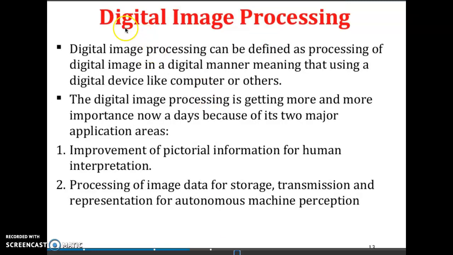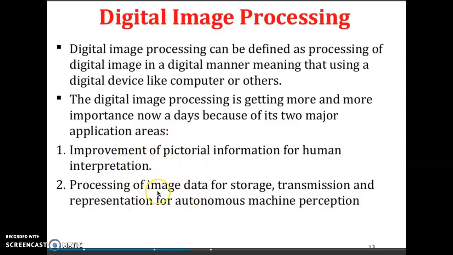And why are we getting interested in digital image processing? Our focus when we perform the processing of digital images is, the first objective is we want to improve the pictorial information for human viewing purpose. For human interpretation, one of the major objectives in processing is we want to make an improvement in pictorial information so that it can appear better. So for human viewing purpose, it should look better is the first objective.